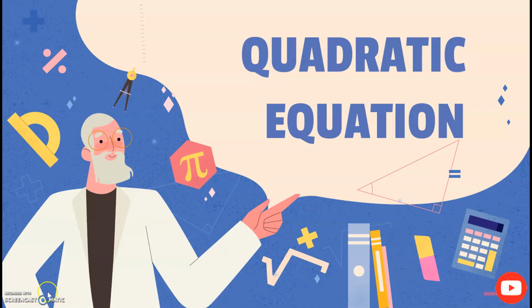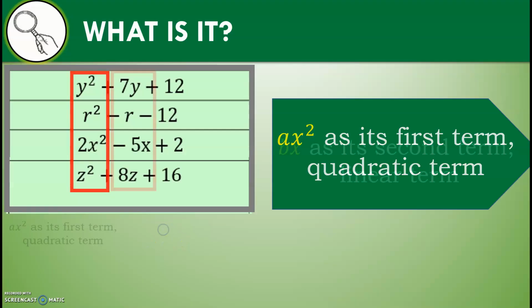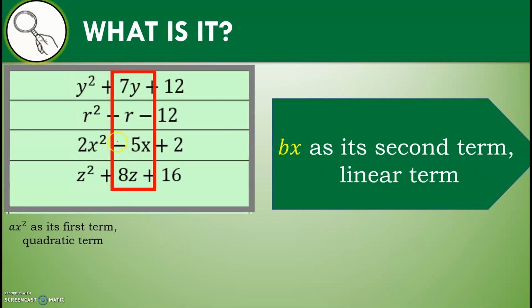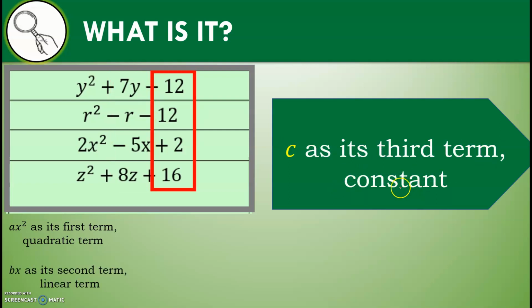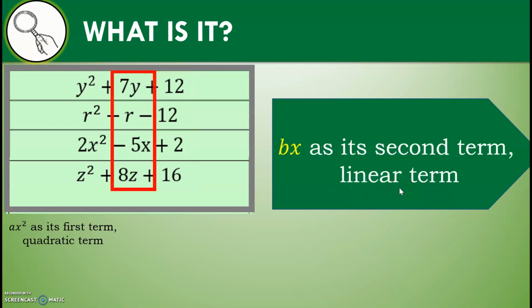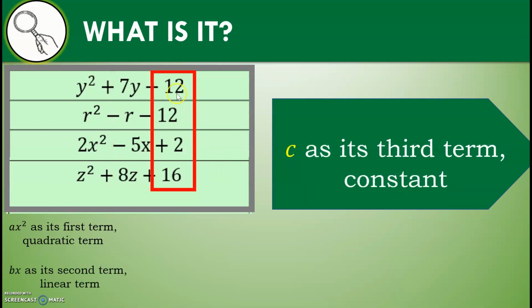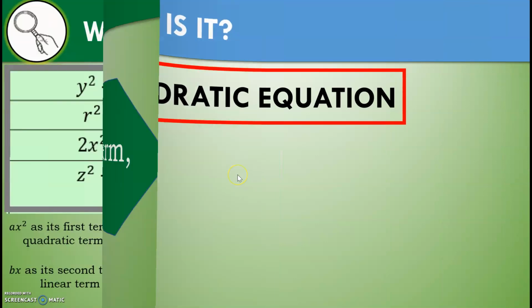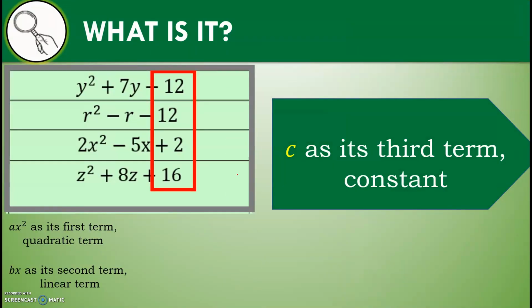Good day mga kamatics. So next is the second column of terms: 7y, negative r, negative 5x, plus 8z. So this is what we call the second term or the linear term. Yun yung linear term natin. Okay? Next is the last column. These are just the numbers: negative 12, sorry, plus 2 and 16. These are the constant, okay, the third term.